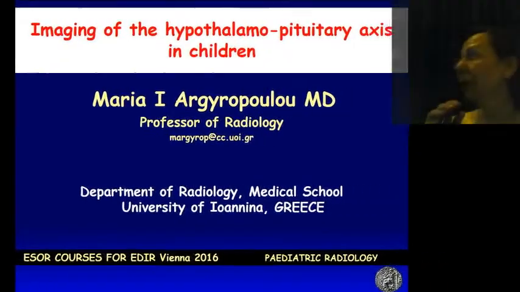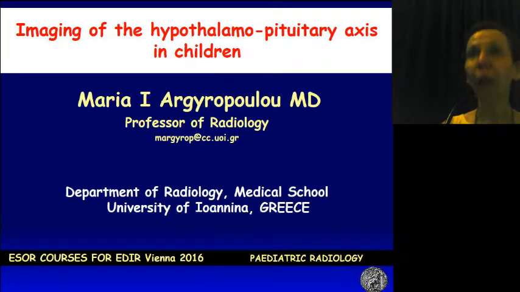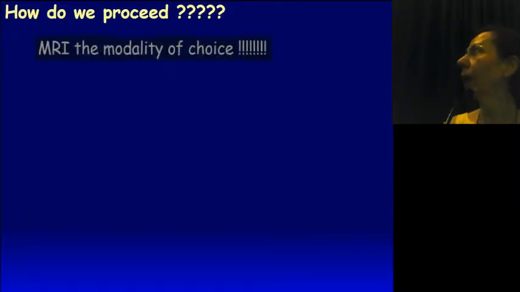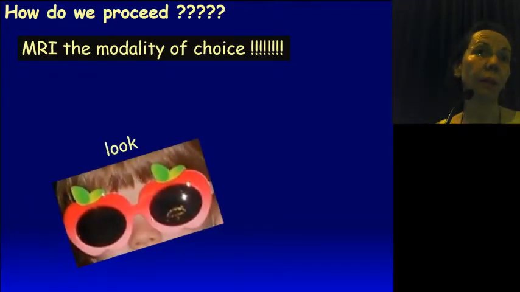During the following minutes, I will try to convince you that the pituitary gland in children is an important organ. How do we do with imaging, and what are the different pathologies? So how do we proceed? What is our recipe? MRI is the modality of choice, no doubt. It's the only technique to look at the pituitary gland in children. So we start with MRI, and then we use our eyes, with glasses or without glasses, whatever. We look at the pituitary gland and the surroundings.